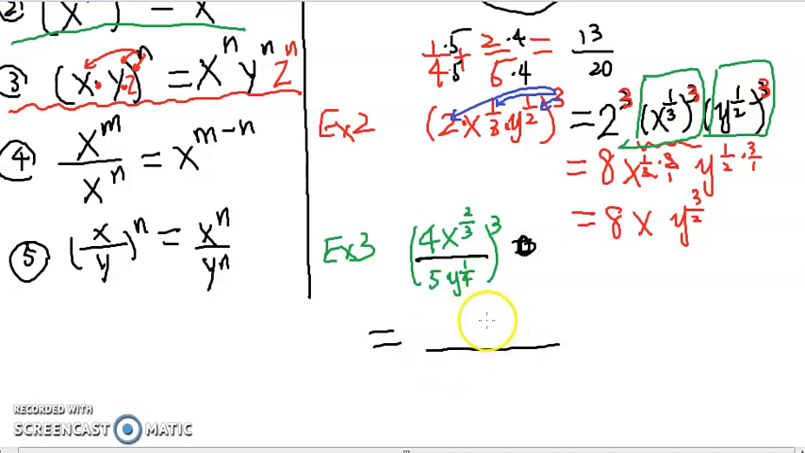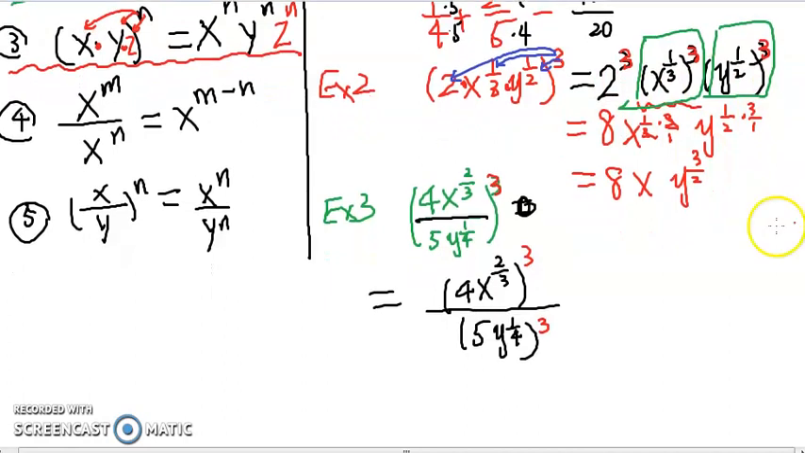let's work it out here. So we're going to raise the top, 4 times x to the 2/3, to the exponent on the outside, the third. And then we're going to raise the bottom, 5y to the 1/4, to the third. So in examples 2 and 3, you can see when we have either multiplication or division in the base, you can raise each of them, either each of the factors or the numerator and denominator, to the exponent on the outside.